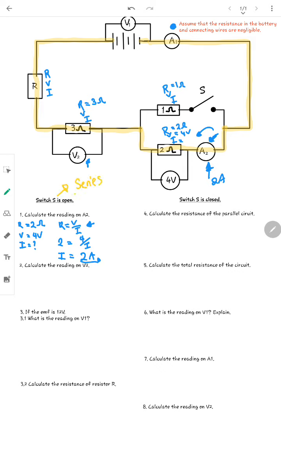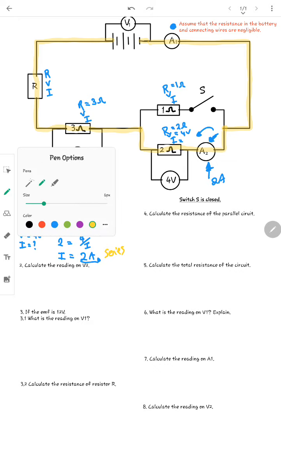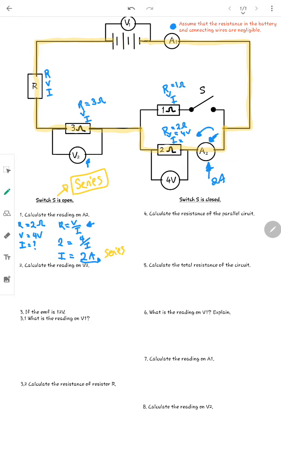So we follow the rules for series. And what do we know about current in series? Current in series is constant. So that means each one of my resistors has exactly the same current.